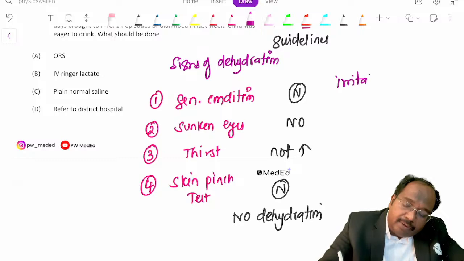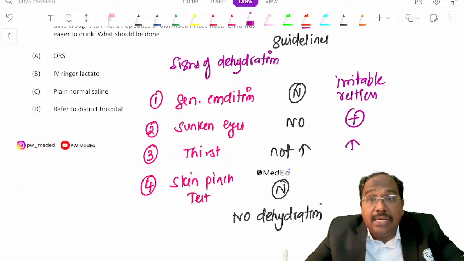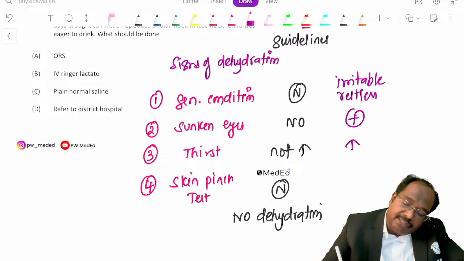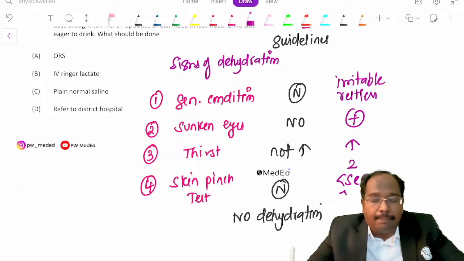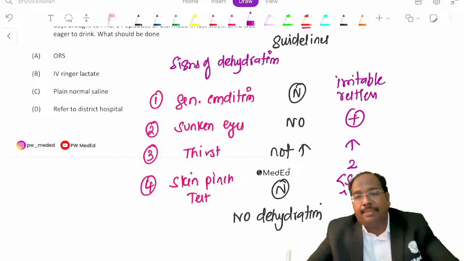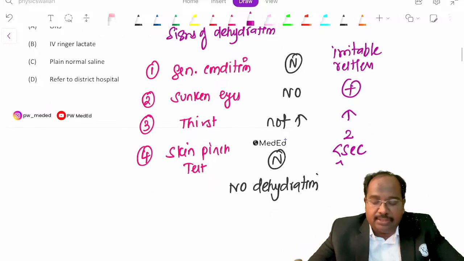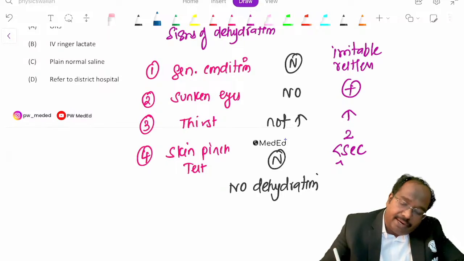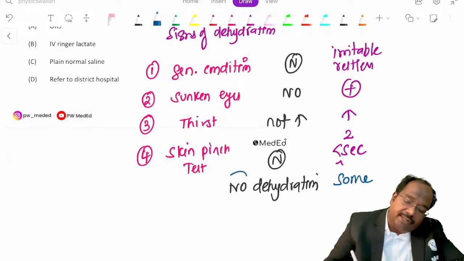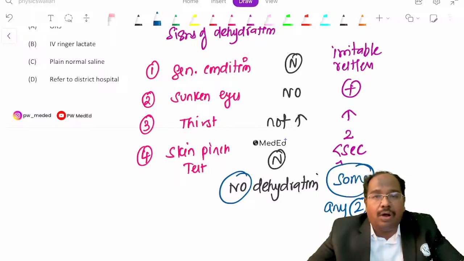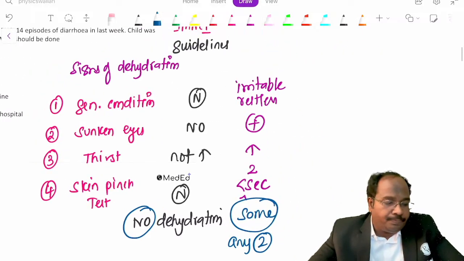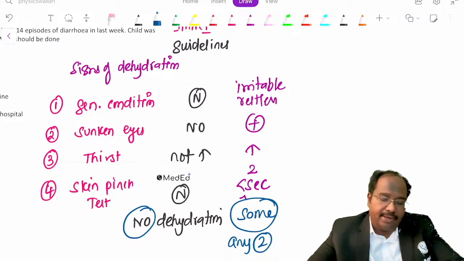The second one we will see. Baby looks irritable and restless. Sunken eyes present. Thirst is increased, the baby is eagerly drinking water. And the skin pinch test takes less than 2 seconds. Normally, it should come back immediately. If you pinch and leave, it should come back immediately, but here it takes less than 2 seconds. So we call this some dehydration. If any 2 signs are there, this is some dehydration. All need not be there.